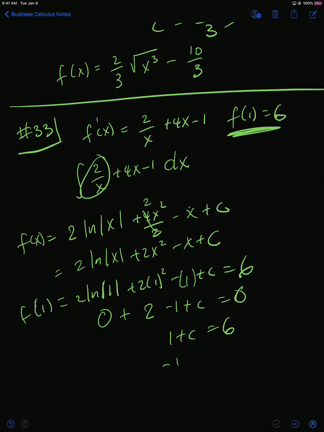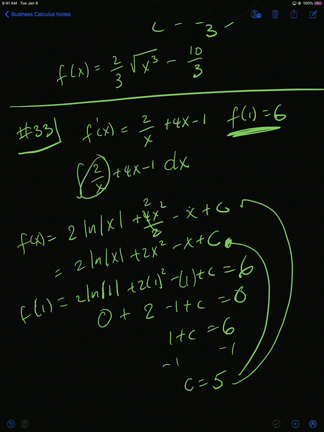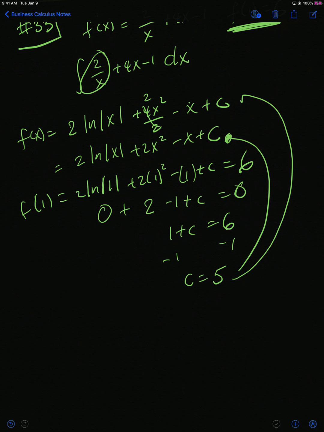And I subtract 1 from both. So c is equal to positive 5. That goes back into the original problem, which actually is right here. And so my function is 2 times ln absolute value of x plus 2x squared minus x plus 5.